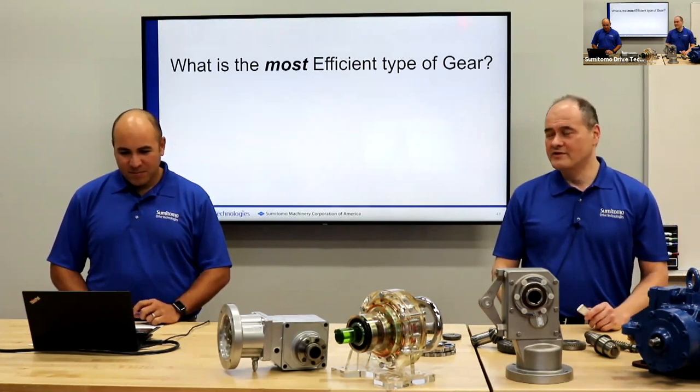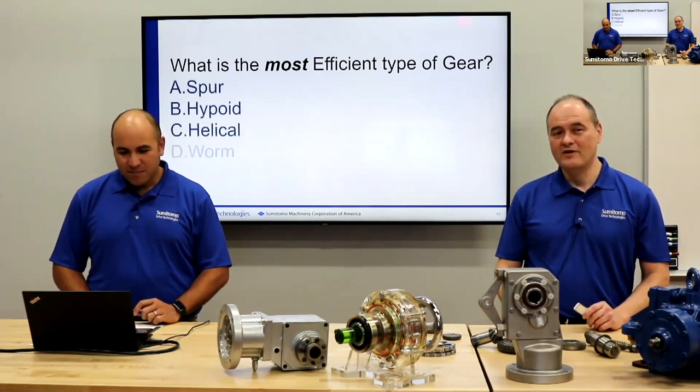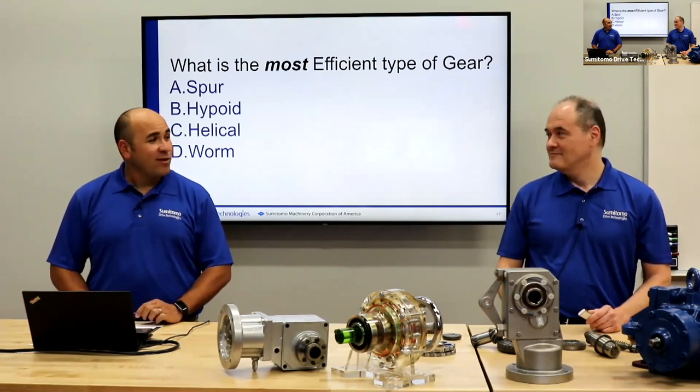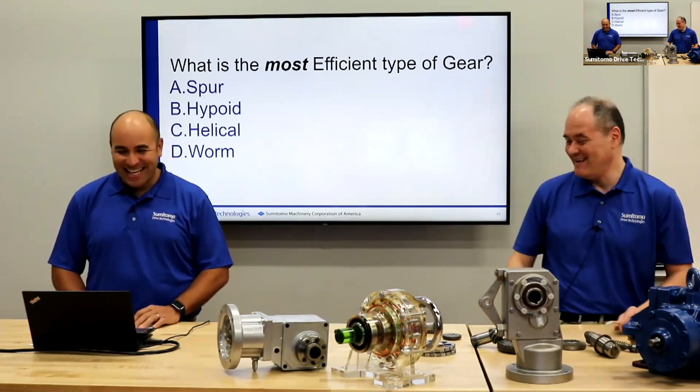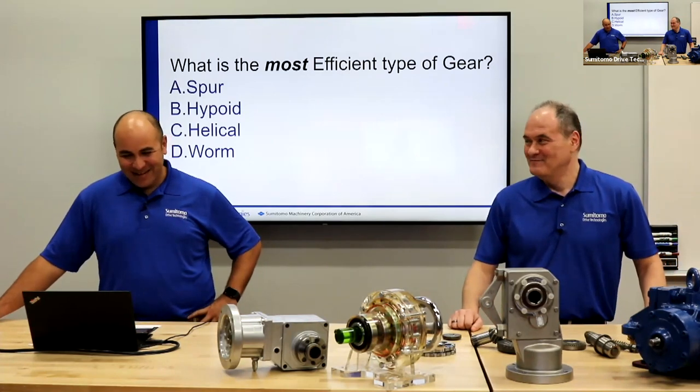What is the most efficient type? We have spur, hypoid, helical, or worm. I really wasn't paying attention when you went over this before, so I'm going to leave it to the audience to answer this one, but please.